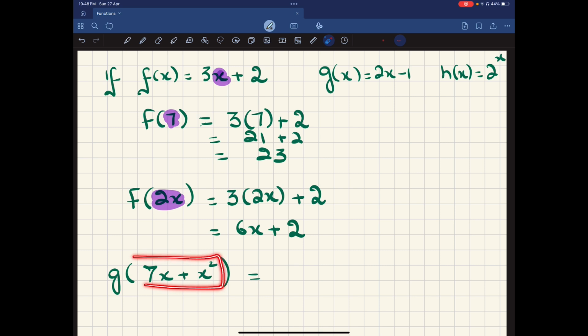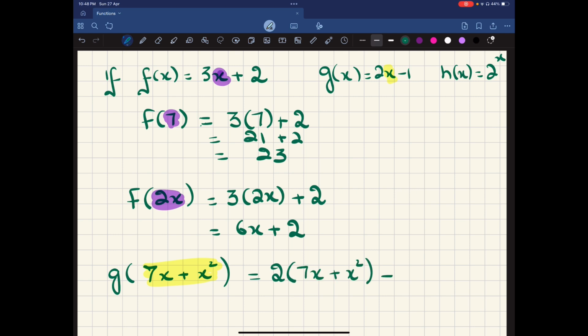7x plus x squared. So let's highlight all the x's that we have in the function. So in place of x, what are we going to substitute? We're going to substitute this expression. So it's going to be 2 into the expression 7x plus x squared minus 1. And then we're just going to simplify it. 14x plus 2x squared minus 1.